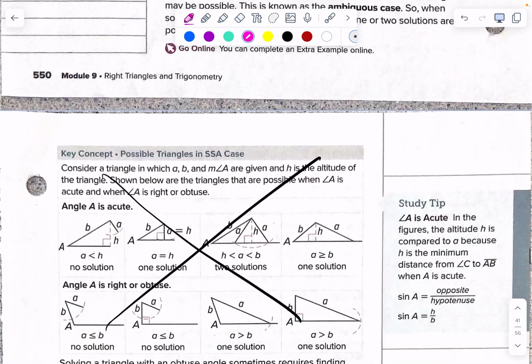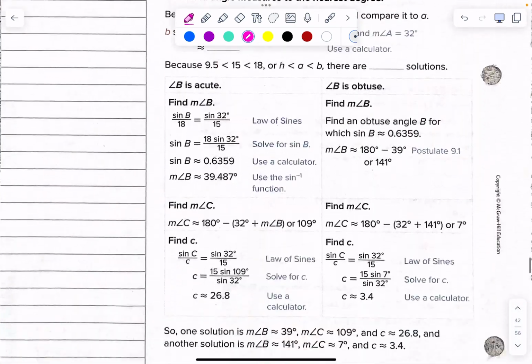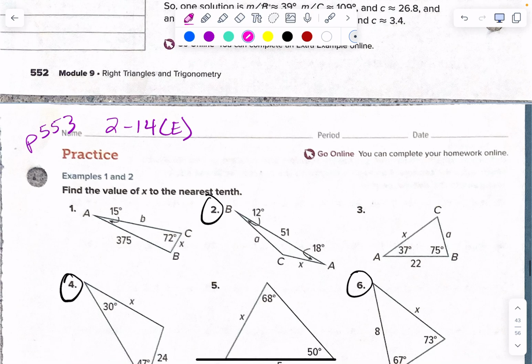Okay, that is all. We don't do example 4 and example 5 and example 6. I'm not dealing with that. Okay, good? 2 through 14 evens. That is all.